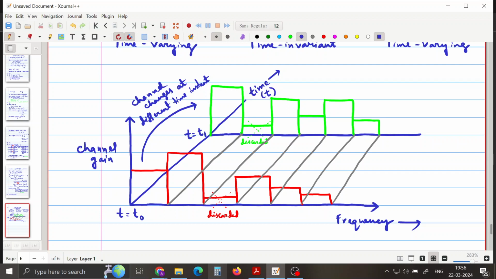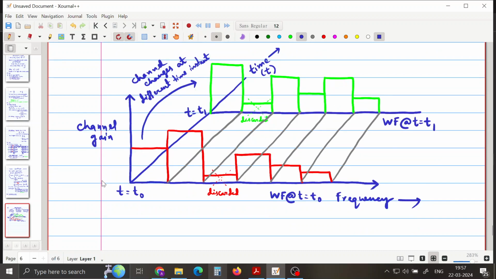Through this diagram I think it's more visible. So here what you are doing, I'll write it down here. Here in this time instant t0, you are doing water filling. So WF is short for water filling. Water filling at t equals t0. And at the other time instant you are repeating water filling over frequency at t equals t1, a different time instant.